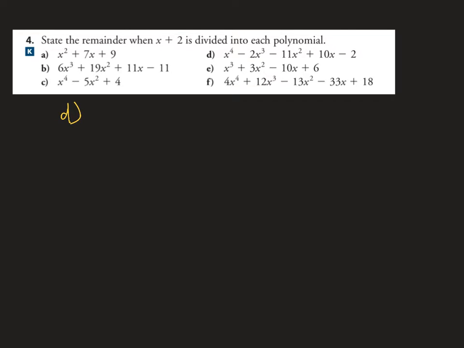Just have to plug in a negative 2. So here we're going to get 16. Negative 8, so plus another 16. This is going to be 4, so minus 44. Minus 20. And minus 2. So we got, this is minus 64, minus 66, so minus 50, and minus 34. Let's go E.